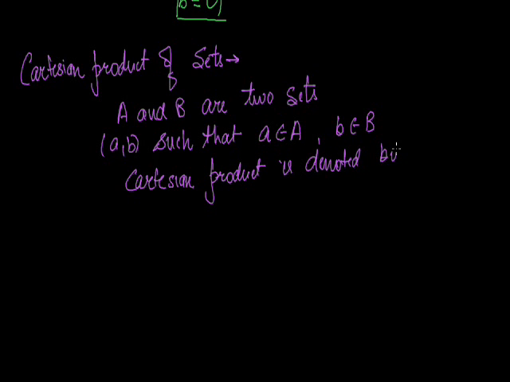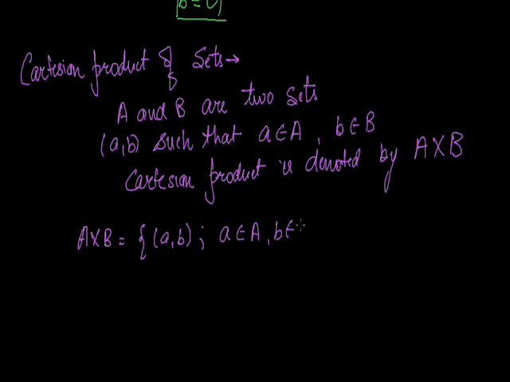Cartesian product is denoted by A cross B. This is the Cartesian product of A and B, where small a is an element of set A and small b is an element of set B. So these are called Cartesian product. Thus A cross B will be equal to (a, b), where a belongs to A and b belongs to B.